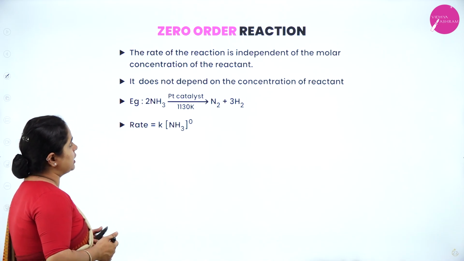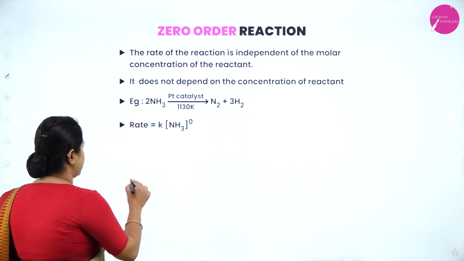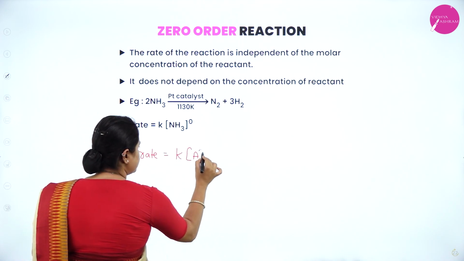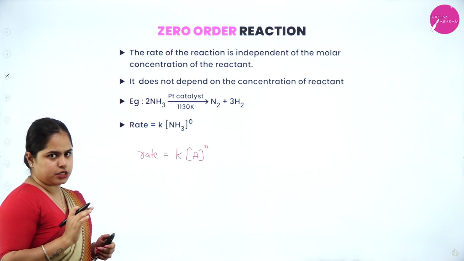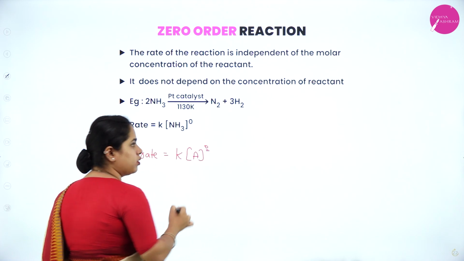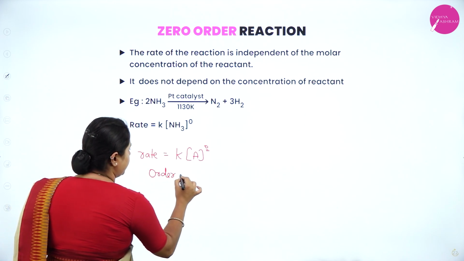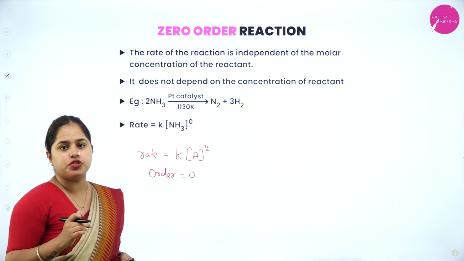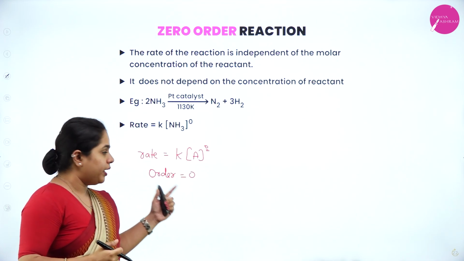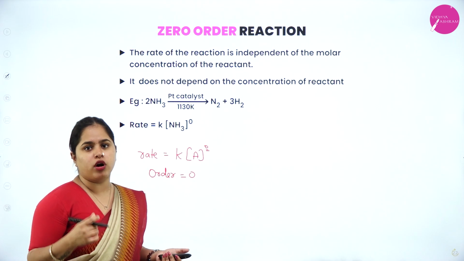So, beginning with zero order reaction, the rate of the reaction is independent of the molar concentration of the reactant. So, what does that mean? Rate is equal to k into A to the power 0. This is a rate law or rate expression, right? Here you can see the molar concentration of the reactant is raised to the power what? 0. So, in that case, what is the order of the reaction? The order of the reaction will be equal to 0, right? Such reactions are called zero order reactions, wherein the power will be 0. So, any concentration term raised to the power 0 will be equal to what? It will be equal to 1.